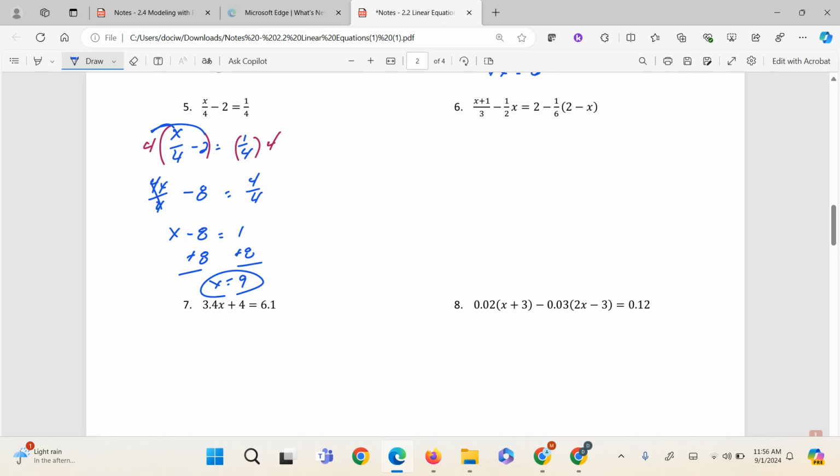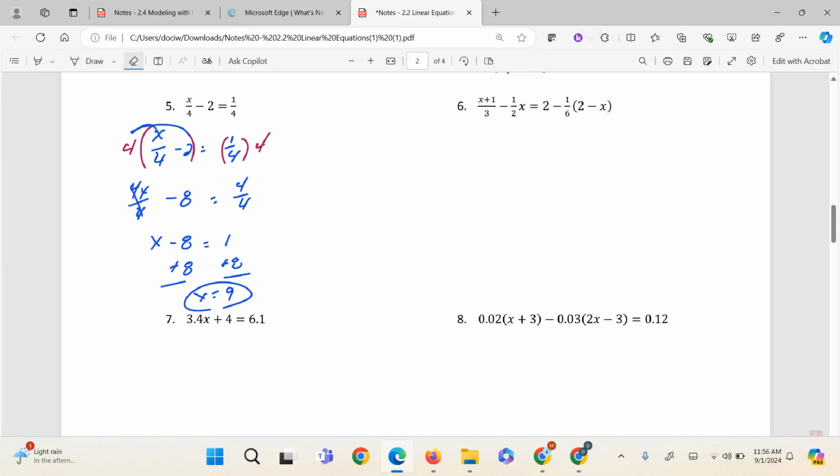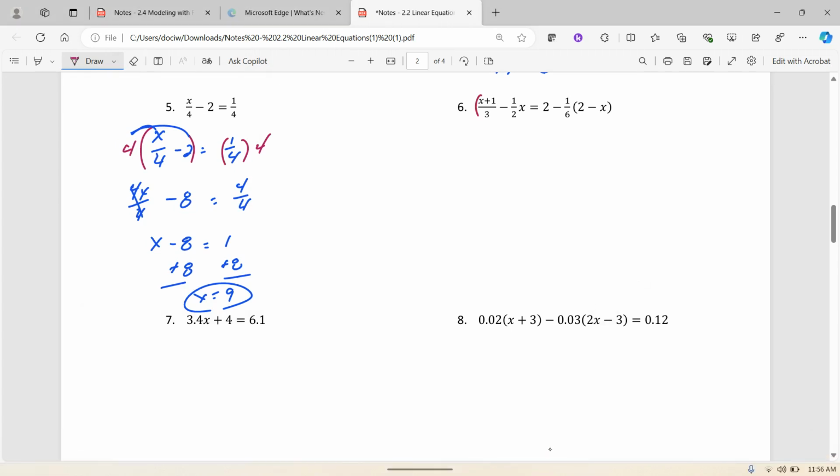Number 6, there's some multiple ways that you can attack this one, but notice I have a denominator of 3 and 2 and 6. The smallest number that all three of those divide into is 6. So what I'm going to choose to do is to multiply everything by 6. The whole thing is going to get multiplied by 6.